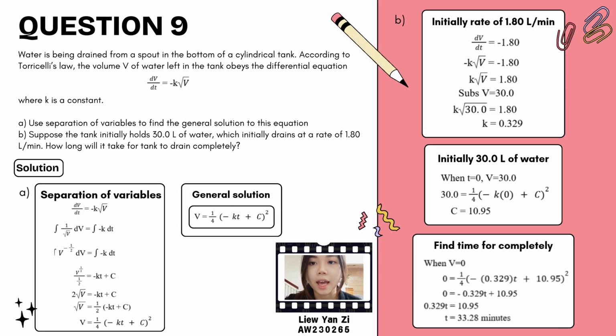Question 9a. First, we separate the variables of the differential equation to find the general solution. For part b, the question gives the initial rate of change and the initial volume of the water, to find the values of K and C. How long will it take for the tank to drain completely? It is when V equals 0. Then the time is 33.28 minutes.